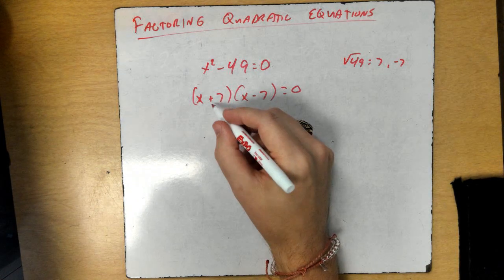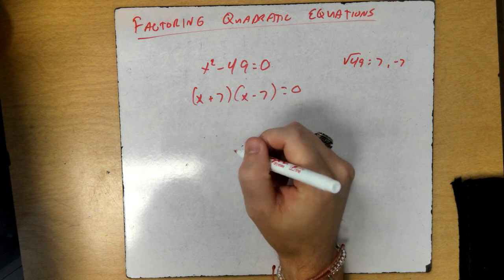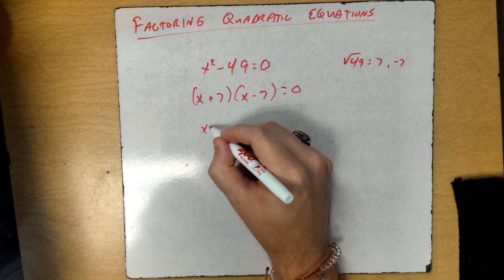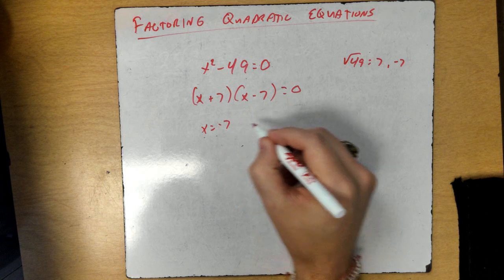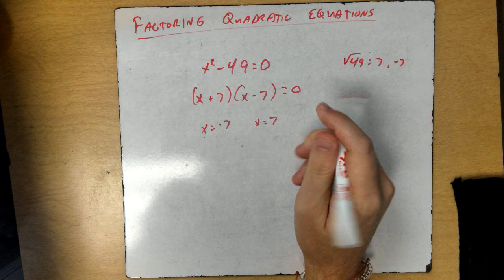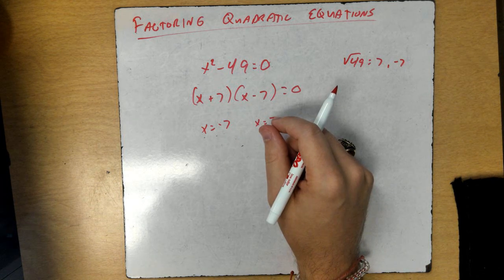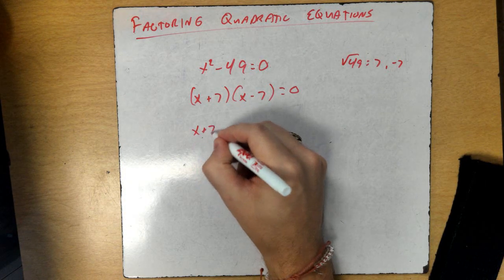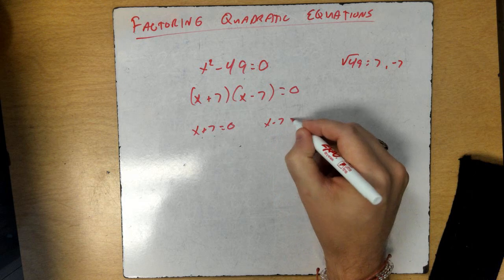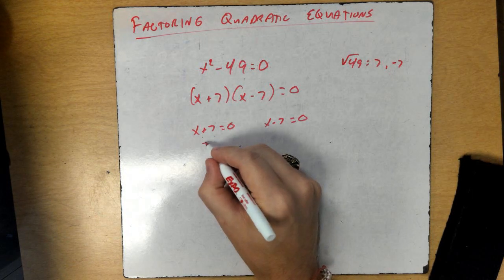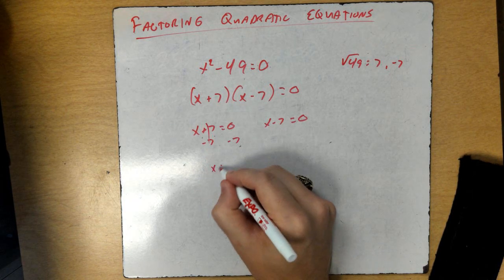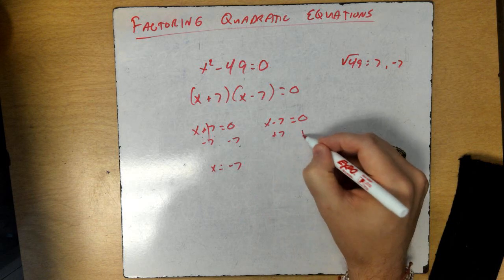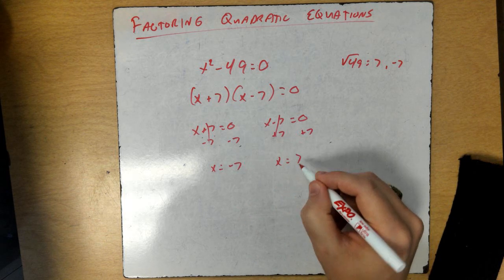And then because x is by itself in here, we know that our answer here is the opposite. So x equals a negative 7, and then here x equals a positive 7. And just to do the workout for you if you want to see, I have x plus 7 equals 0, x minus 7 equals 0, and then we're going to minus 7 to get x equals negative 7, plus 7 to get x equals positive 7.